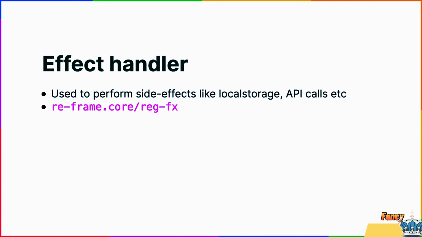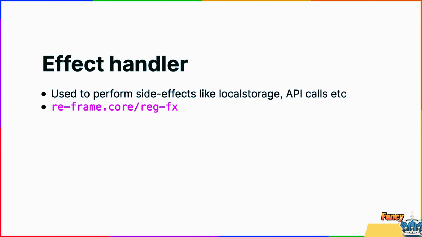Effect handlers are impure functions that can be used to perform side effects like calling APIs, saving data to local storage, sending an email, etc. In our case, the side effect will log the user in to Firebase and cache user details in AppDB. The function registerFX can be used to register custom effects.